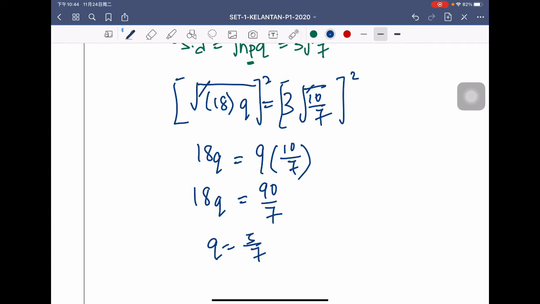So you have to keep it in mind. P plus Q will equal 1, because P is the probability of getting success and Q is the probability of getting fail. So the probability of success plus the probability of fail will definitely equal 1. So now P plus 5 over 7 equals 1. P equals 2 over 7. So this will be the answer.